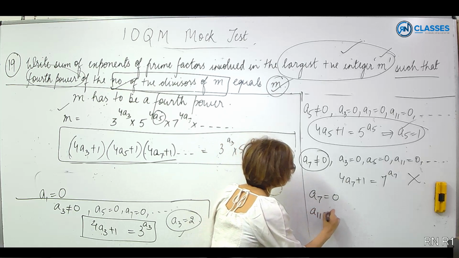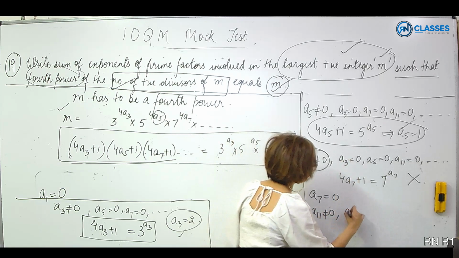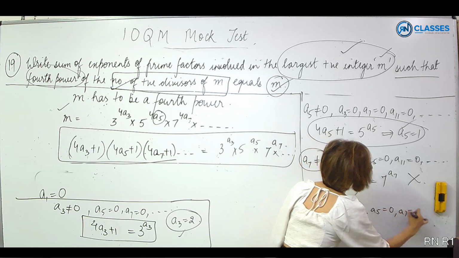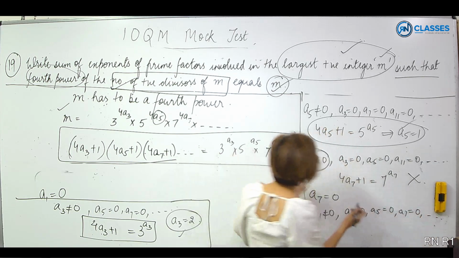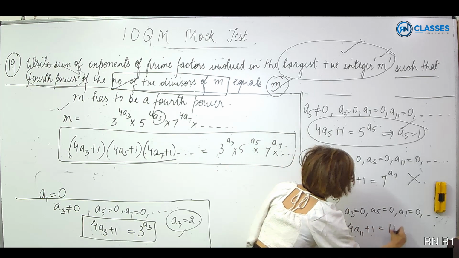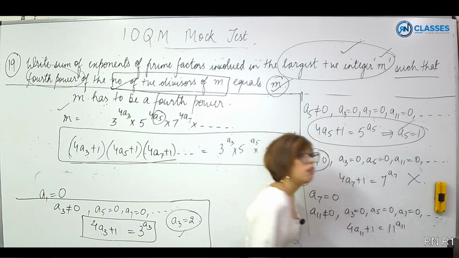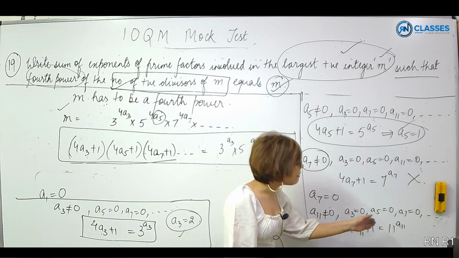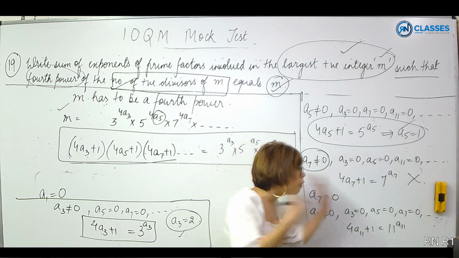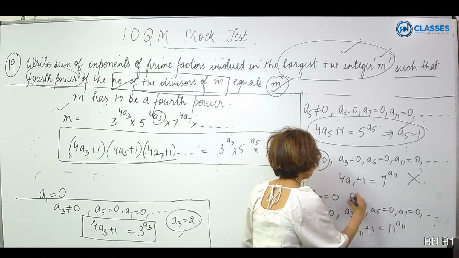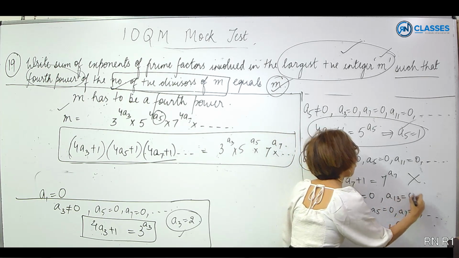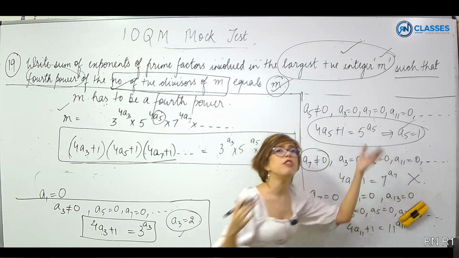A11 not equal to 0 and rest all of them equal to 0. Do you think you will be able to find a solution? The answer is no. Why? Because my situation is something like 4 A11 plus 1 is equal to 11 raised by A11. This will increase dramatically and this will not. Right? So that means A11 also has to be 0. A11 is 0. What about A13? Again 0. That means all those increasing ones, they have to be 0.